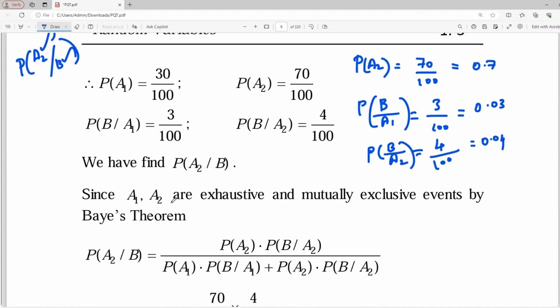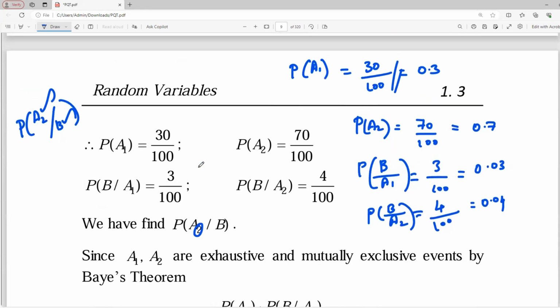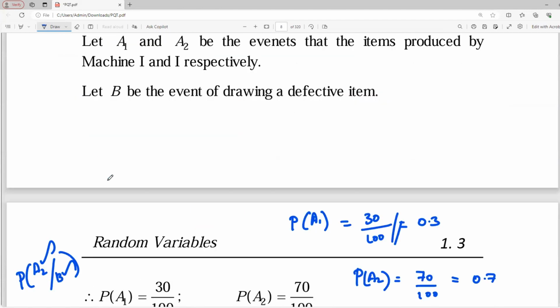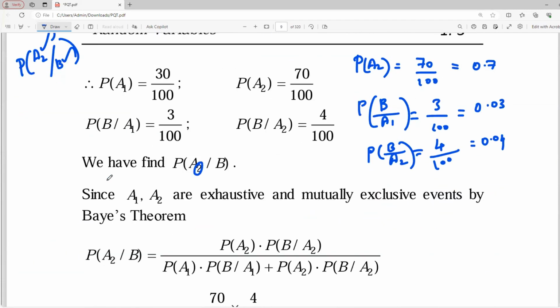So the formula for that according to the Bayes theorem is what I mentioned earlier. You understand? The index is associated with the event. Here it is machine 2, that's why it is 2. So the formula is always P of A2 into P of B by A2, divided by probability of A1 into P of B by A1 plus probability of A2 into P of B by A2. So this is the formula.